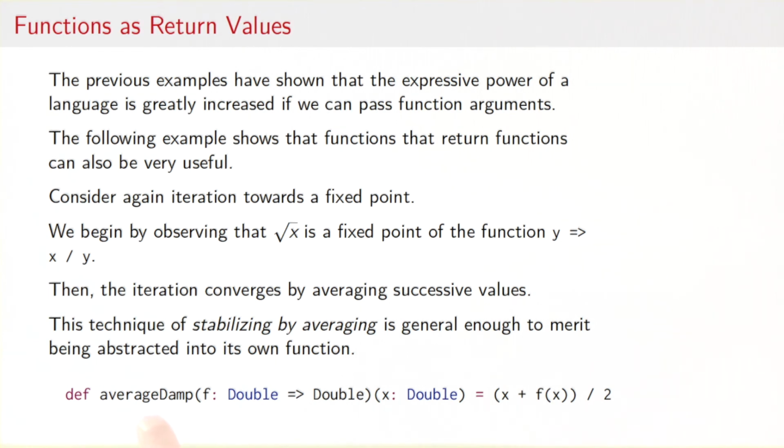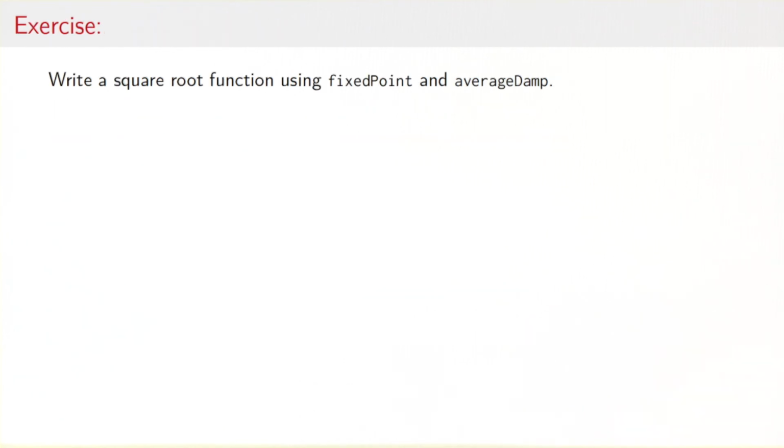We would have the function average damp. It takes an arbitrary function f from double to double. It takes a value x of type double, and it then computes the average of x and f of x. Let's do an exercise. Given fixed point and average damp, can you write a square root function that uses both functions?